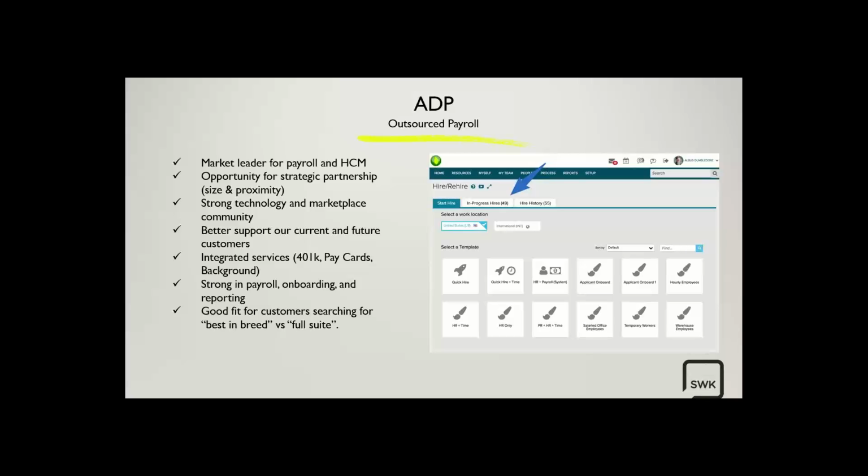Also a lot of strong offerings outside of the technology with 401k services, insurance, pay cards, background checks, etc. So it's been a nice addition to our portfolio. And for those customers who do want to go down this path, that allows us to be a party to the process and to be someone who can impact change, with a payroll or service issue should they come up.